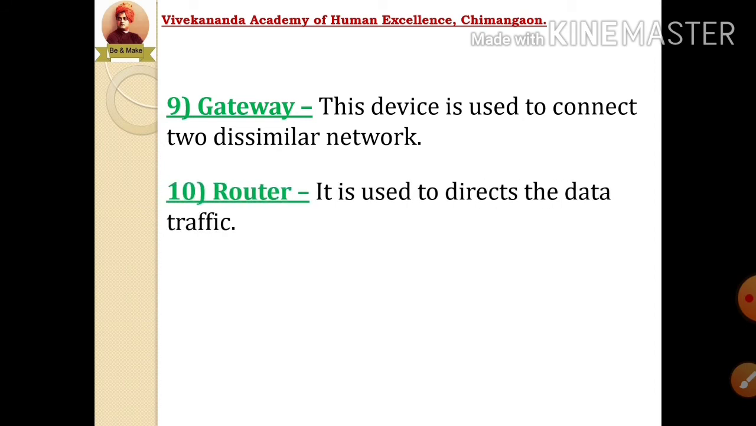Next component is router. It is the device that directs the data traffic in a network. Generally router is used to direct the data traffic in a network. Whenever the data traffic is directed on a network, this router will help to find out the shortest path to travel. The work of router is to find the shortest path to get it travel from sender to receiver. Means it is finding the shortcut.